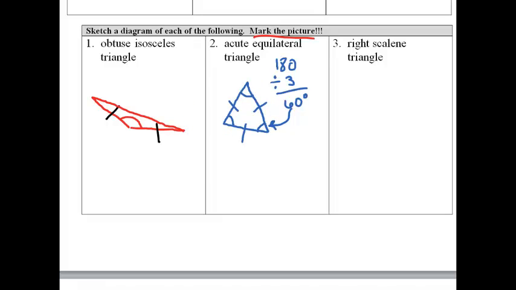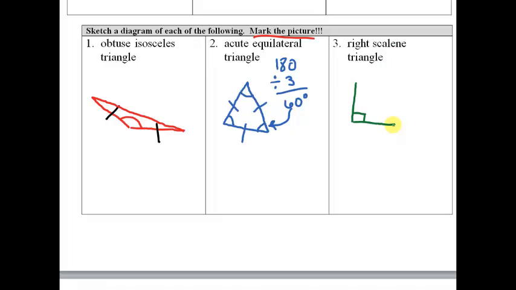Last up, the right scalene triangle. Let's start out with our right angle. Right angle. And mark that picture. Mark that it's a right angle with that little square. And then we need it to be scalene, so I can have no sides the same. And it looks like I've drawn these 2 sides the same, so that's not going to do.